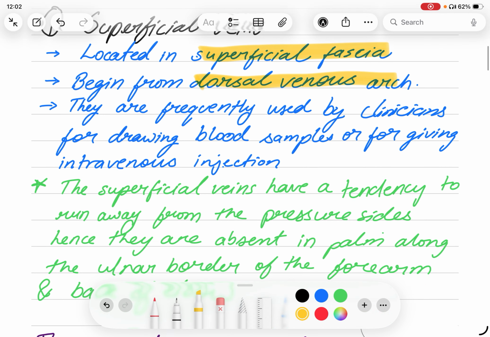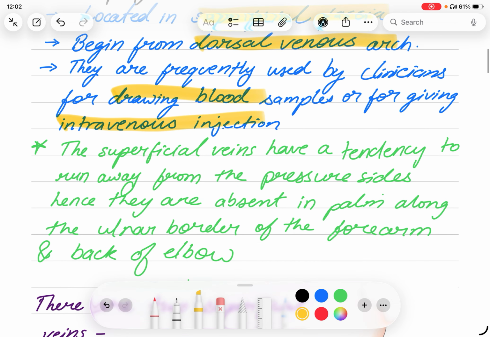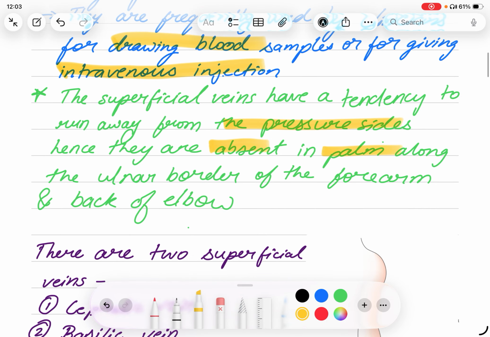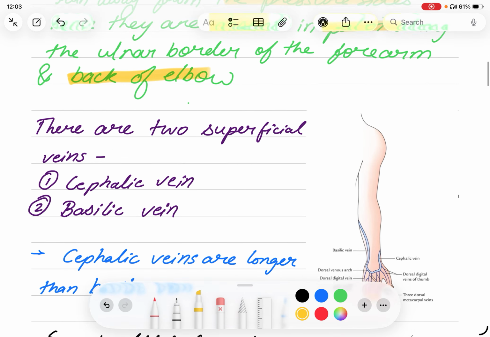They are frequently used by clinicians for drawing blood samples and for giving intravenous injections because they are superficial, so they are easily found. The superficial veins have a tendency to run away from the pressure sites, hence they are absent in the palm, along the ulnar border of the forearm, and back of the elbow.